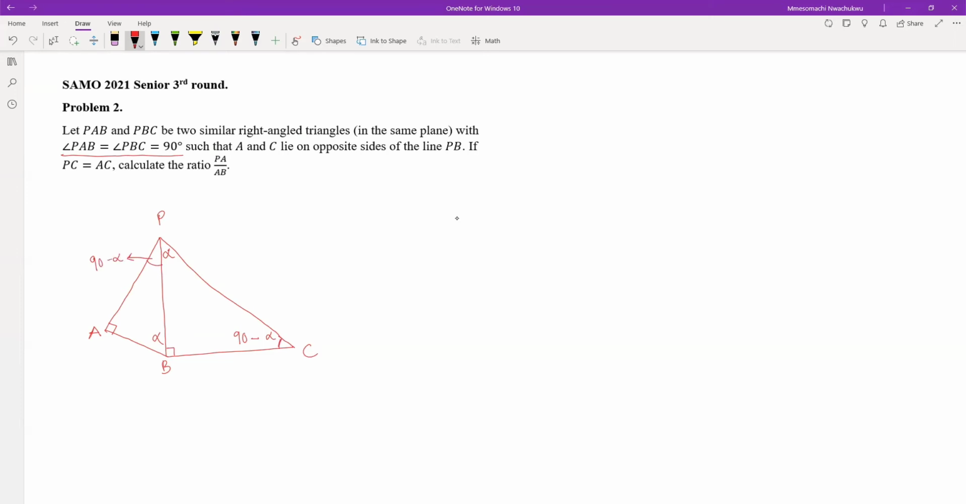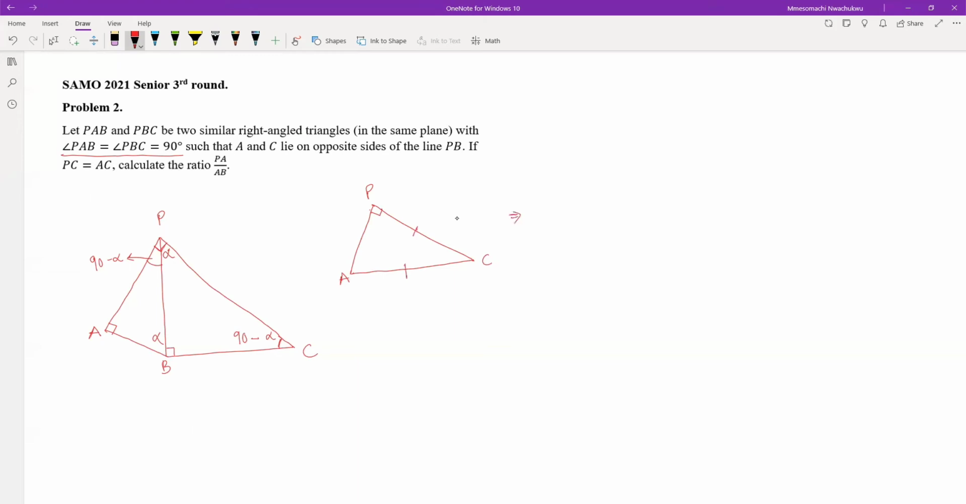Okay, but then what do we have? 90 minus alpha plus alpha is equal to 90 degrees. So this angle here at P is 90 degrees. So we have something like this. PAC, the angle at P 90 degrees. But we want PC to be equal to AC.